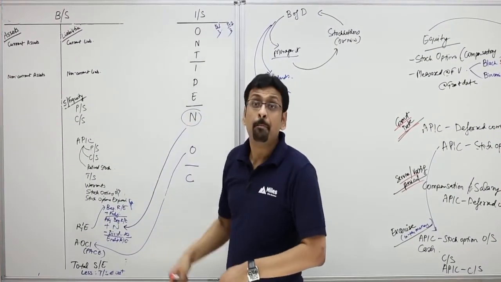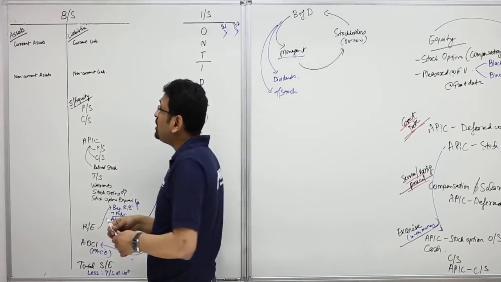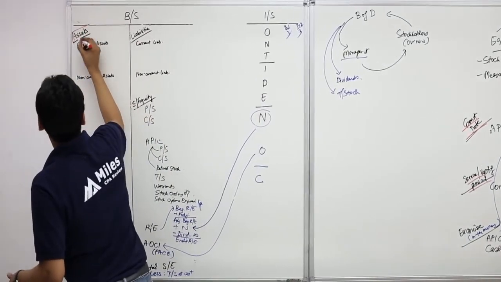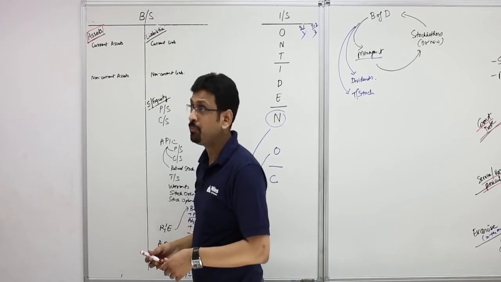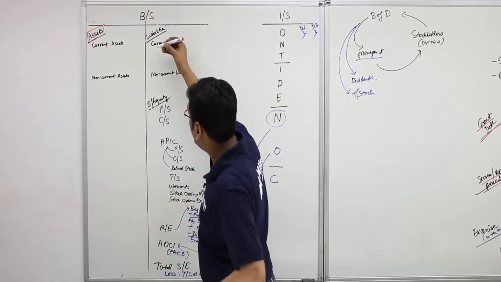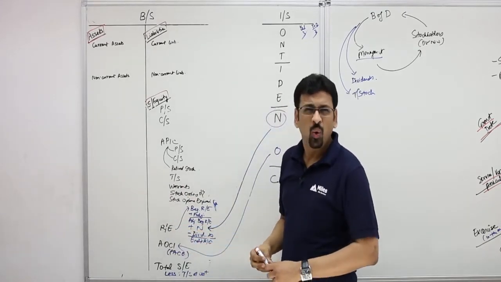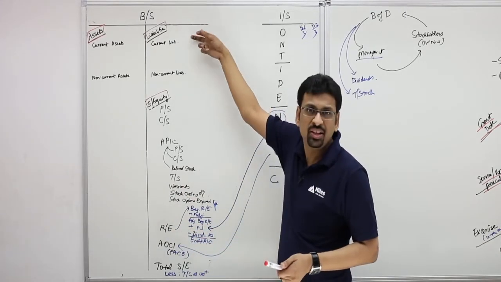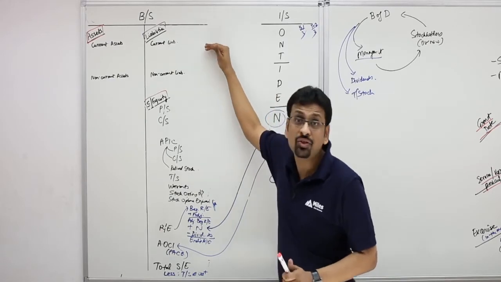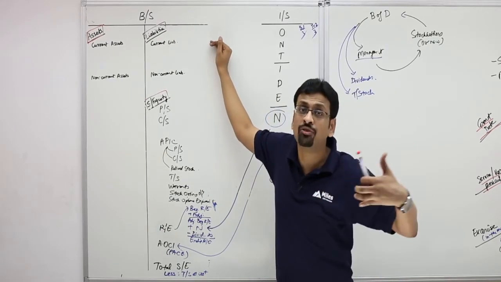Looking at the entity's balance sheet, on that side of the balance sheet, we got assets. So these are rights of the entity. Now on this side, we got liabilities and stockholders' equity. Now, what's the difference between liabilities and equity? Liabilities are obligations of the entity.